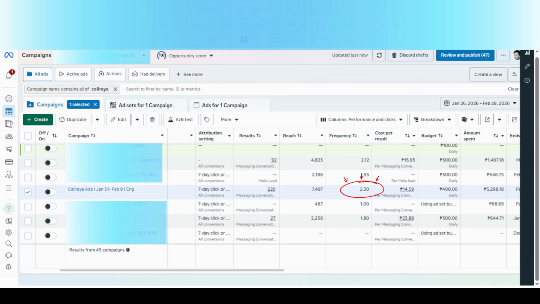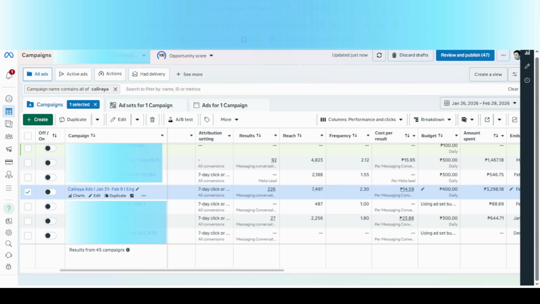If it's too high, more than 4, it means the audience is fatigued. If it's too low, less than 1.2, it means the ad is still exploring. The reason behind that will be a small audience or a long campaign duration. To fix that, you need to rotate creatives, expand the audience size, or duplicate your winning ad. Okay, so move on.